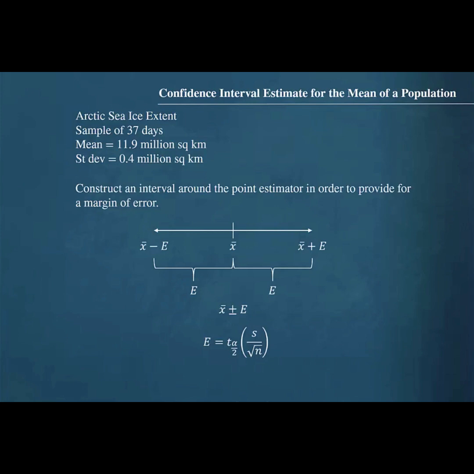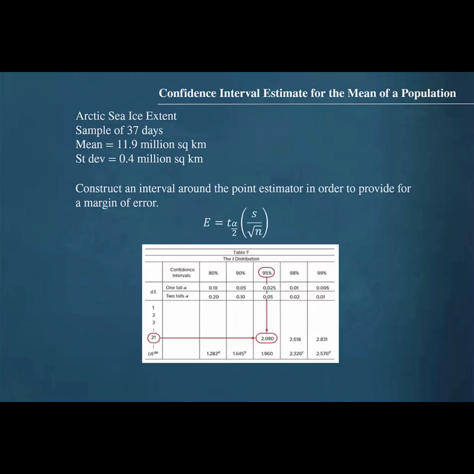The margin of error, when calculating a confidence interval about a single mean, is determined by three factors: the t-value, the sample standard deviation, and the sample size. The t-value is taken from a distribution known as the student t-distribution.